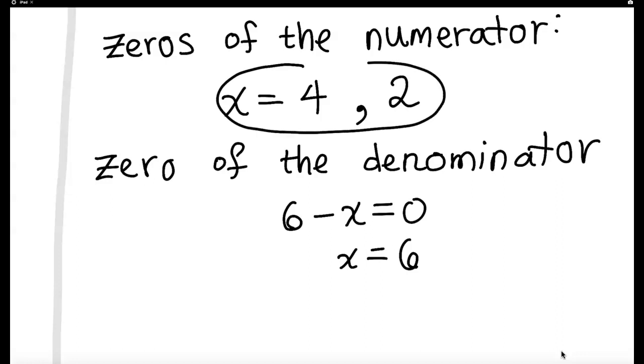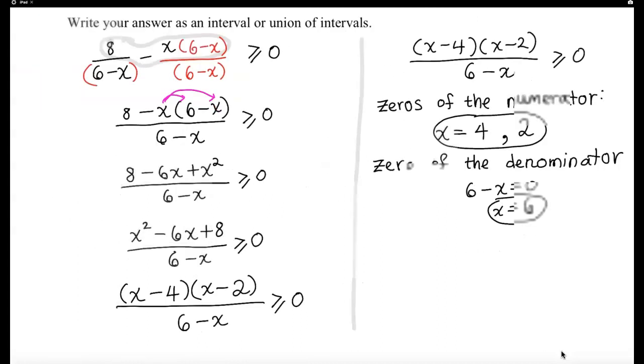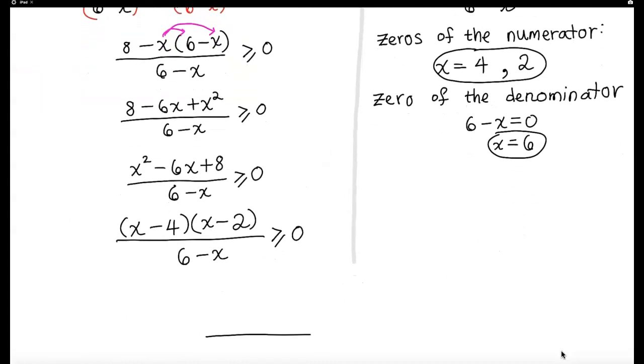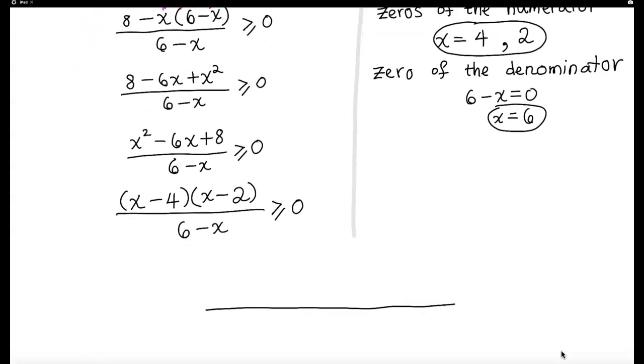Let me circle these for you so that we can go ahead and plot these on a number line. So let me go ahead and do the number line down here. On the number line, I will have the smallest number, 2, on the left, 4 right here, and 6. Remember, the zero of the denominator always gets an open circle because the bottom of the fraction can never be 0. So go ahead and plot an open circle at 6. But at 2 and 4, it follows the inequality symbol.